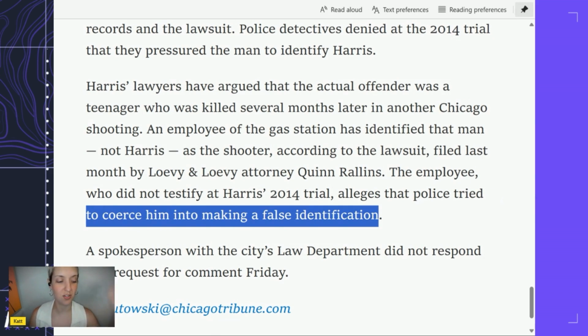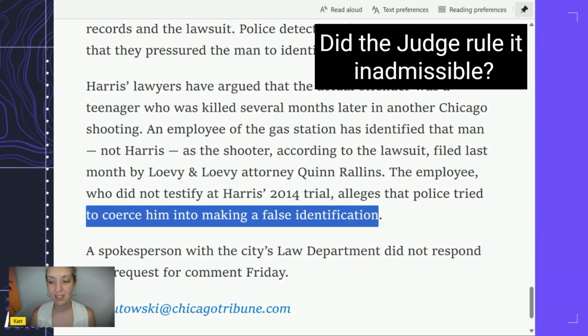So maybe in the original trial, I guess, like I said earlier when we started this video, they believed the one eyewitness over the other. But it turns out that this eyewitness didn't actually testify at trial. Why is that? Was he scared to testify because the police were trying to coerce him? Did they not call him? Did they withhold this evidence? Like, that's a big deal.